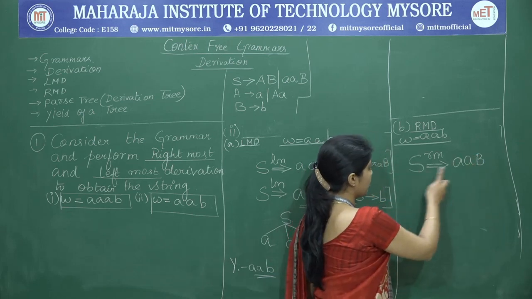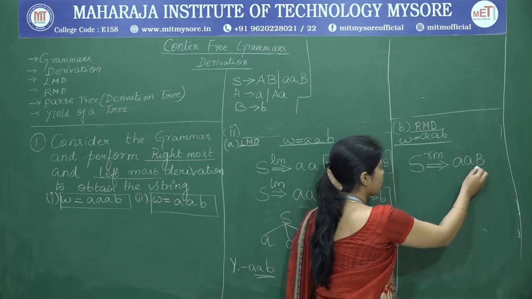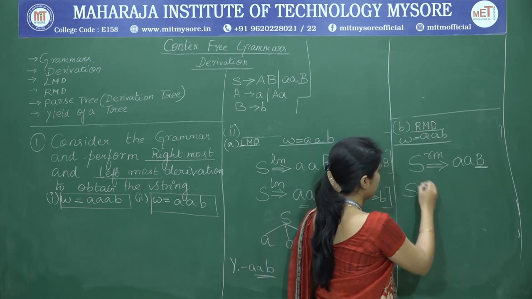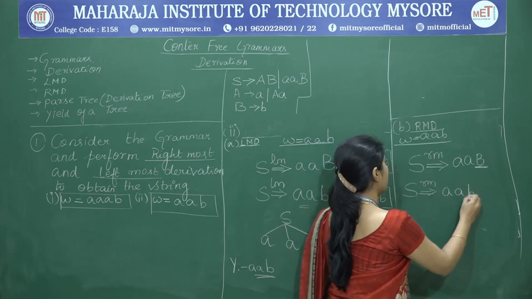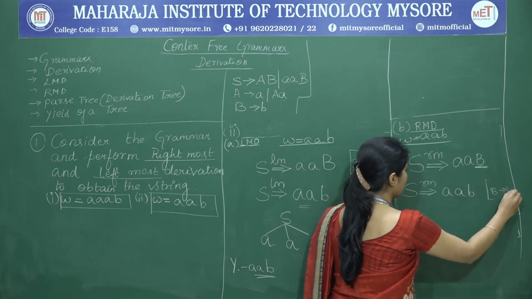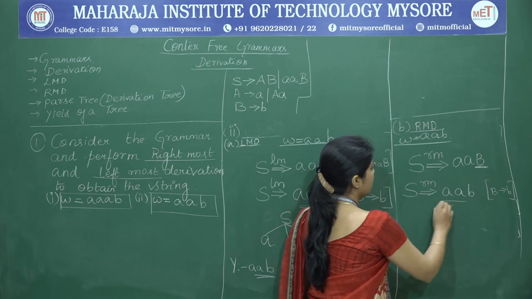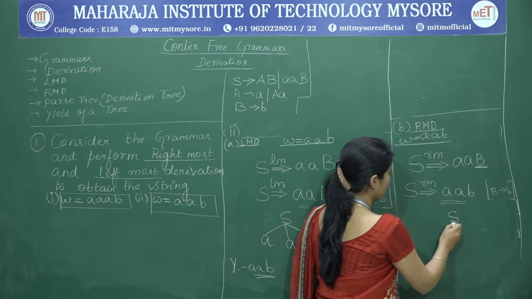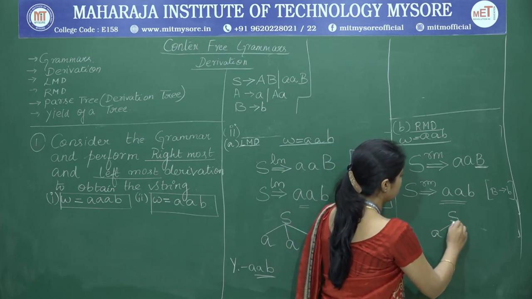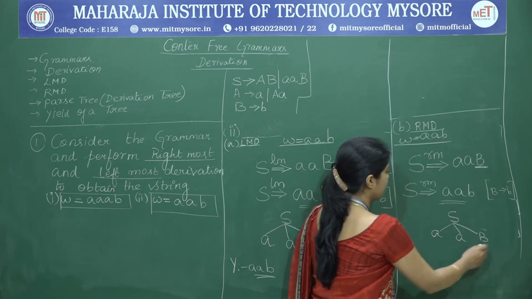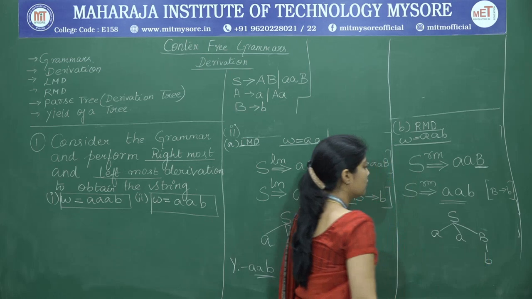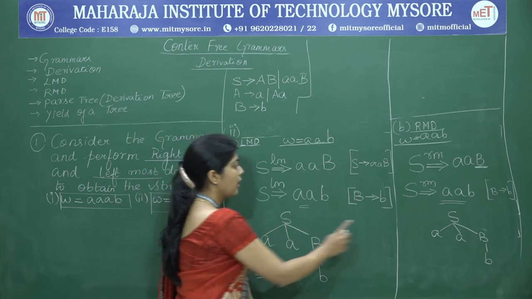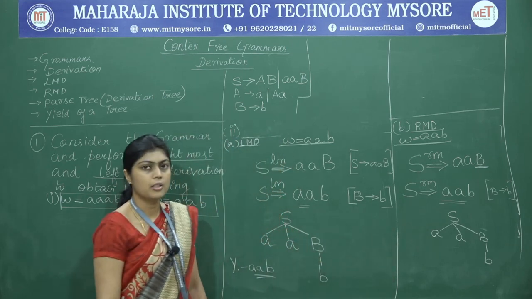We know that we are using the production S goes to AAB. This itself is the rightmost variable. Therefore, we will replace that with A small b, because we have the production B goes to small b. So, this is the end of the derivation. We will write the parse tree. S goes to 3 branches for 3 symbols A, capital B. This B goes to small b. So, this is the parse tree and the derivations, both the leftmost derivation and the rightmost derivation for the given problem.